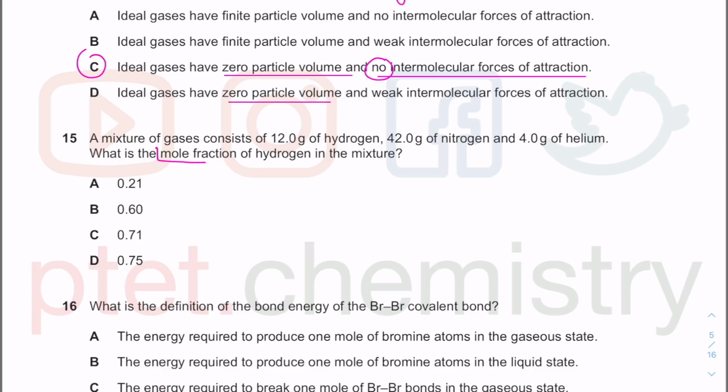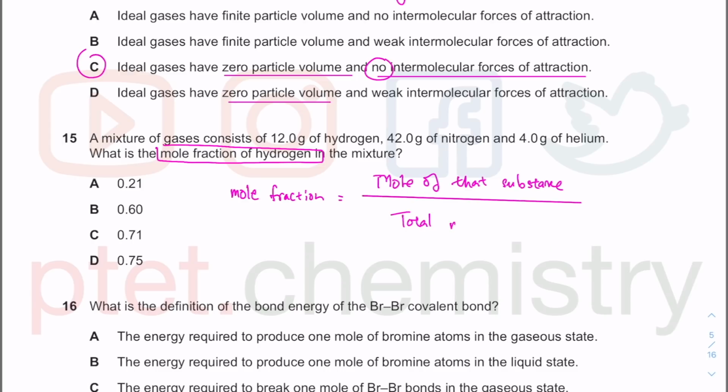Question 15, we have a couple of these things here. We want the mole fraction of hydrogen. So this is to do with mole fraction. What is mole fraction? Mole fraction is the mole of that substance divided by the total mole.